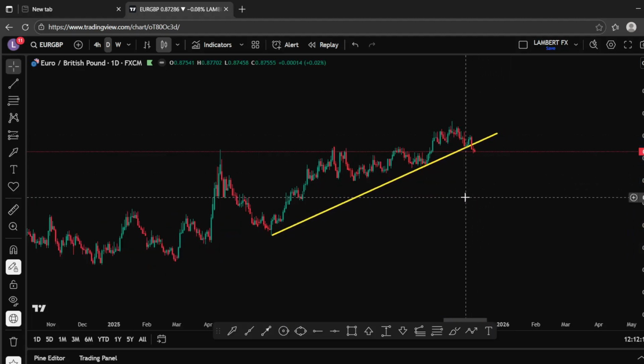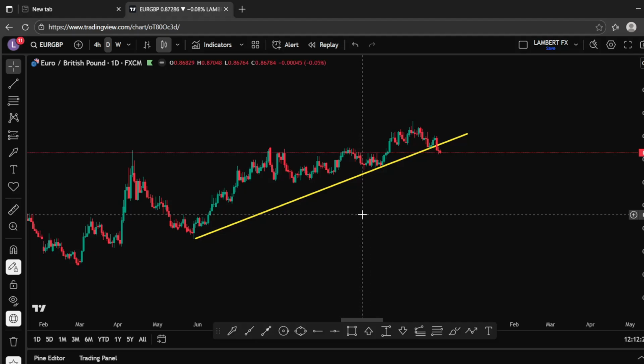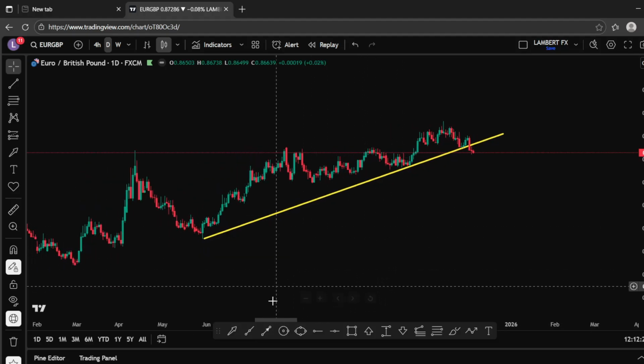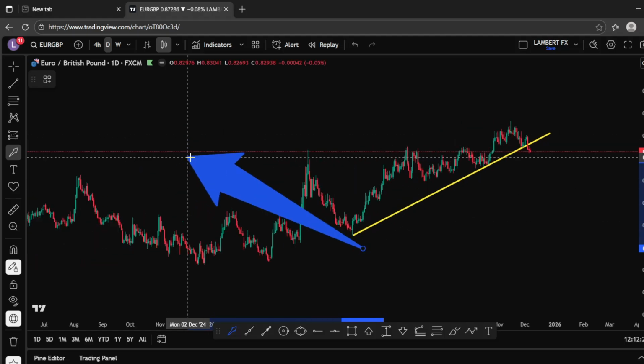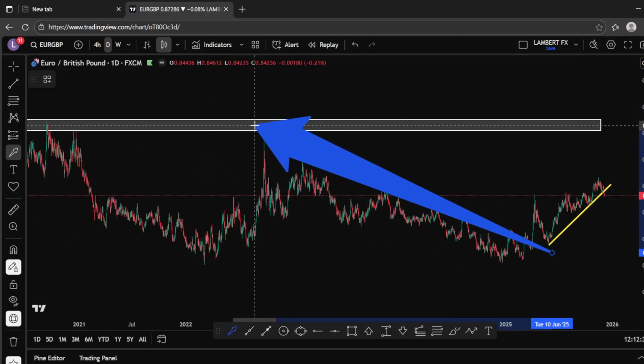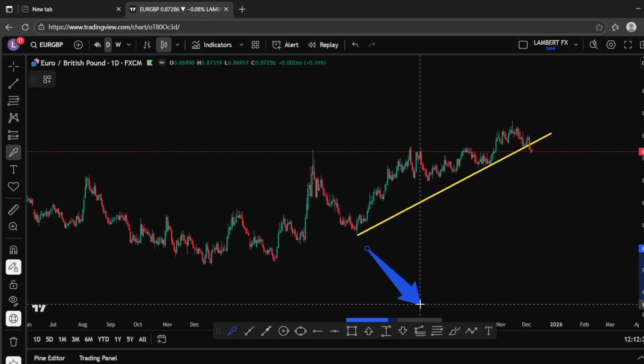So this is what I saw while I was looking at this chart. We had the first rejection here, just like this. It's the same thing, the same process. So you wait for three touches.